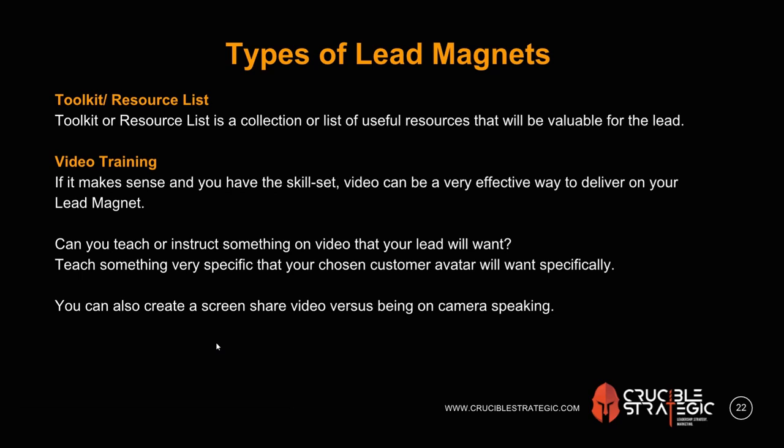Next, you have toolkits and resource lists. So a toolkit or resource list is like a collection or a list of useful resources that will be valuable to the lead, right? So let's say somebody is a digital marketer, right? And you have a list of 20 different resources that they could use for all kinds of different things that are super valuable. Even compiling a list of websites or free resources that they could use, that's valuable. People will give you their email address for that, okay?